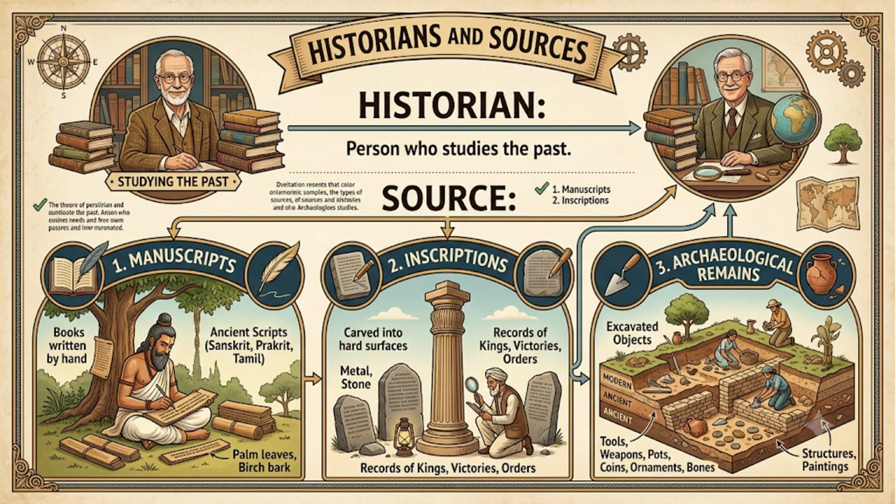Historians and sources. A historian is a person who studies the past. To understand history, historians use sources such as manuscripts, inscriptions, and archaeological remains. Think of a historian as a detective. Just as detectives collect clues to solve a mystery, historians collect evidence to reconstruct the past.